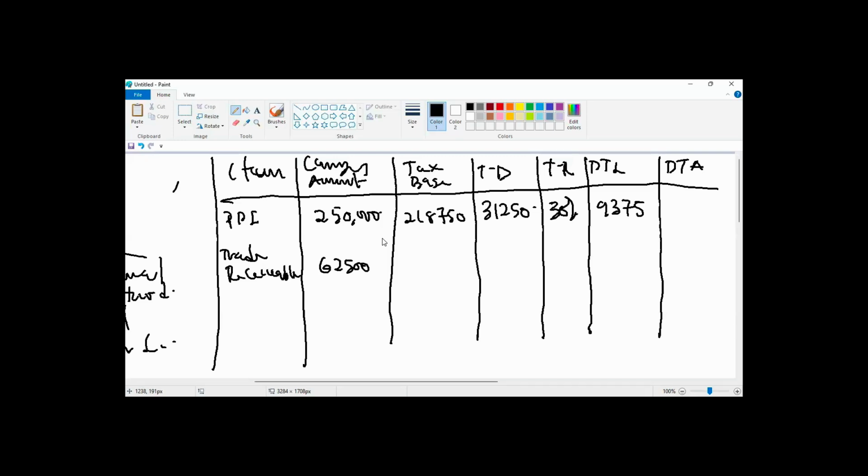So, what will be the tax base now? 68,750. Has it created a temporary difference? Yes. What is the temporary difference it has created? 6,250. Do you see a deferred tax liability or deferred tax asset? Don't forget, when the carrying amount is less than the tax base, it will give me what? Deferred tax asset.